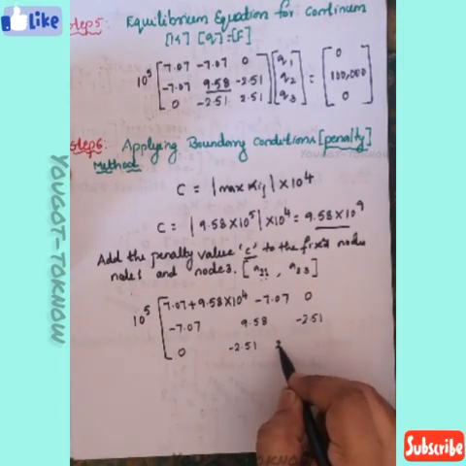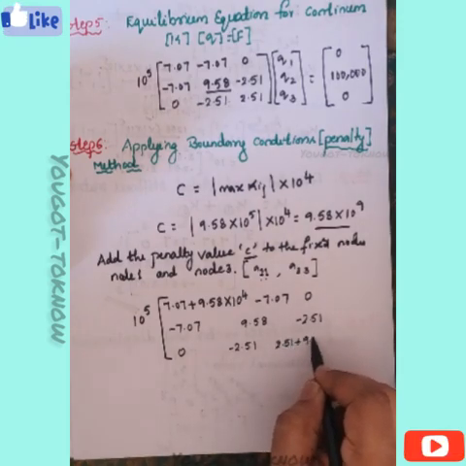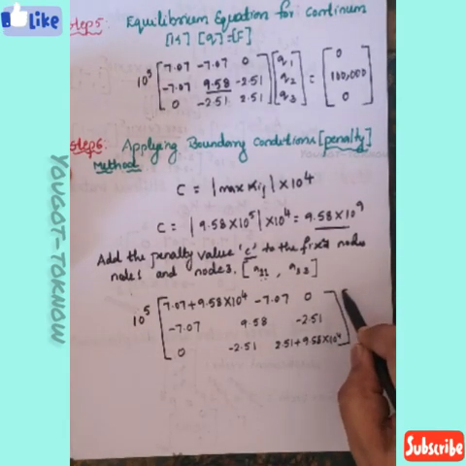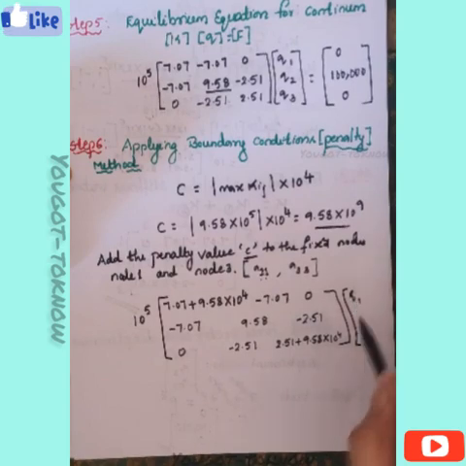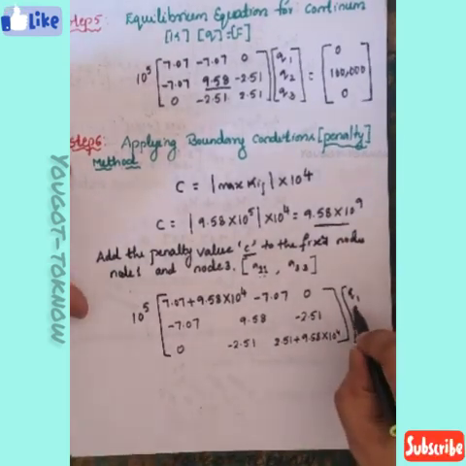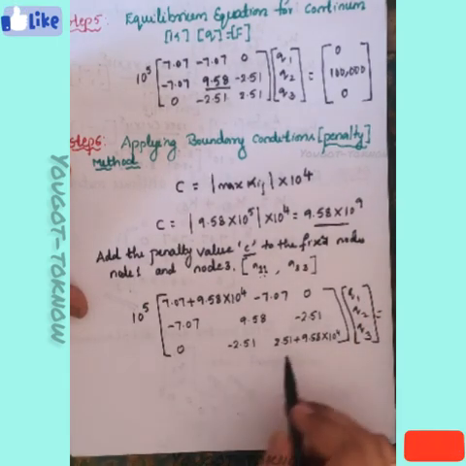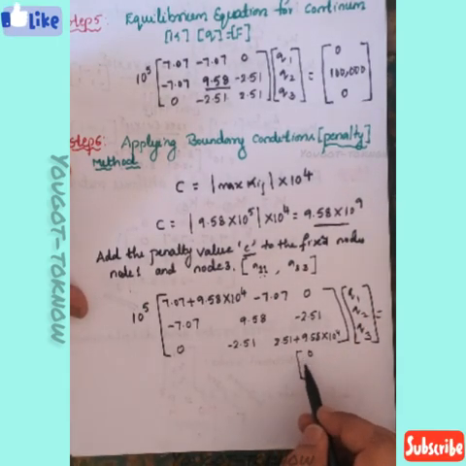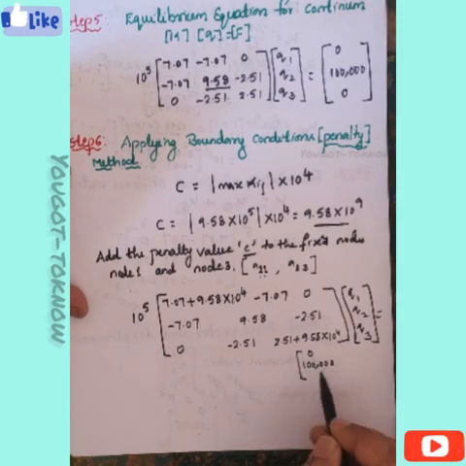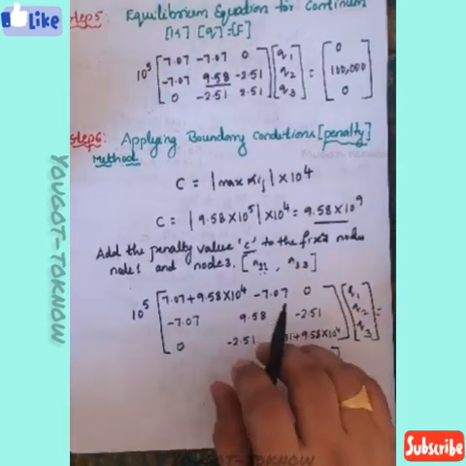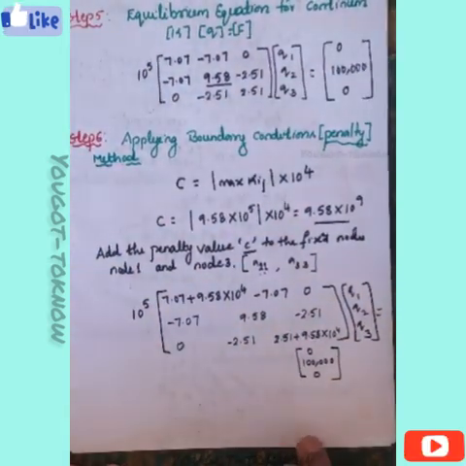Now here, once again, because it is A33, you should add 9.58 into 10 power 4, into what is there here? Q1, Q2 and Q3. This is equal to, once again, the force. What is the force? That is 0, 100, 1000 and 0. See, there is some change that has to be made here, but it will not be applicable to this problem. I will explain that in the next problem, how even force also we can change. That is not the concept here. That concept I will explain in the next problem.